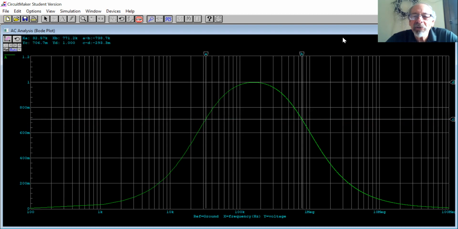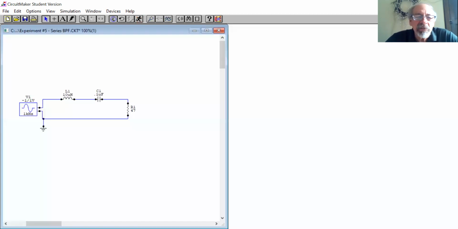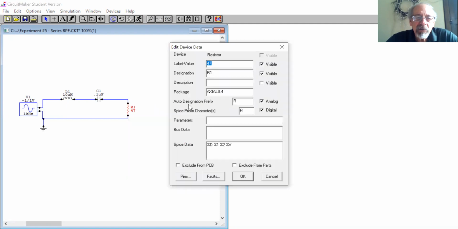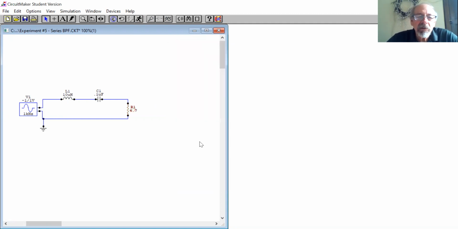Well, if we went back to the circuit, what happens is we'd have to lower this resistance. And I could do that now, which is maybe an interesting thing. Let's edit this device. Let's make it 4.7 ohms. Hit OK. It's not part of the experiment, but let's run this guy now.